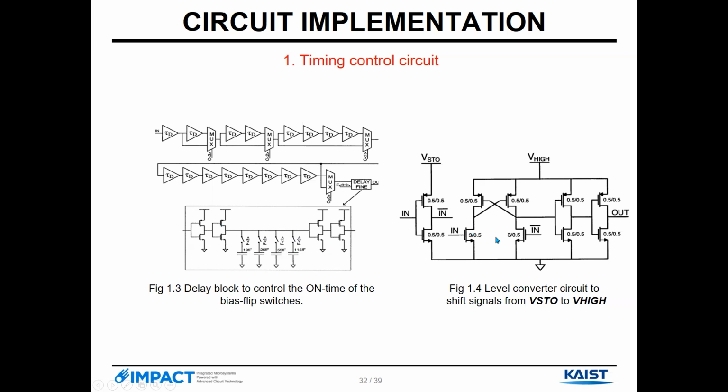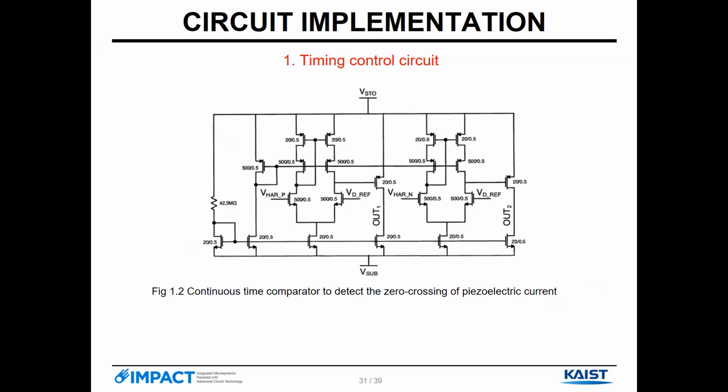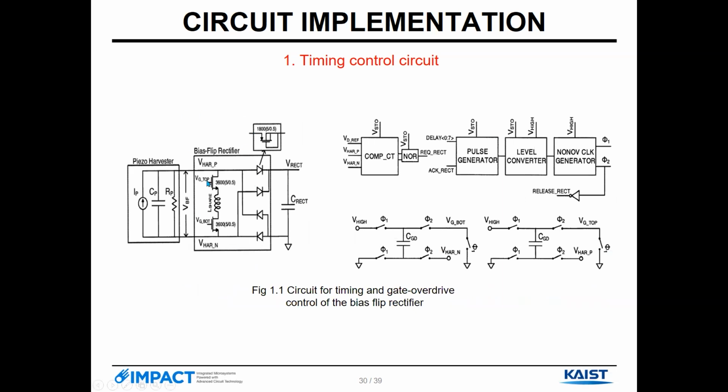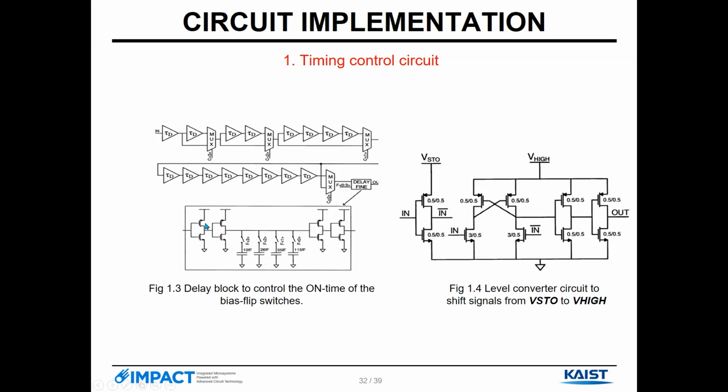On the other side is a level converter circuit to shift the signal from V storage to V high. The V high we can use to provide the power for the sub switch, either the switch top or switch bottom. The V high is usually 5 volts. For example, we have V storage at 1.0 and V high at 5.0.